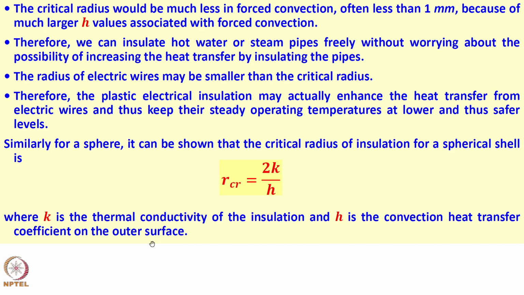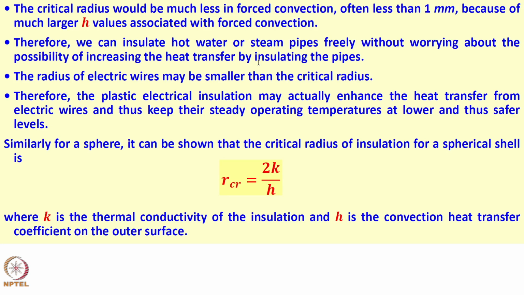So, it is often less than 1 millimeter. Therefore, we can insulate hot water or steam pipes freely without worrying about the possibility of increasing the heat transfer by insulating the pipe. The R critical is so small that whatever little insulation you do will be greater than that R critical, so we do not have to worry. The radius of electric wires may be smaller than the critical radius of insulation. Therefore, the plastic electrical insulation may actually enhance the heat transfer and therefore keep the steady state operating temperature lower, and you are going to operate the wires safely without melting them.